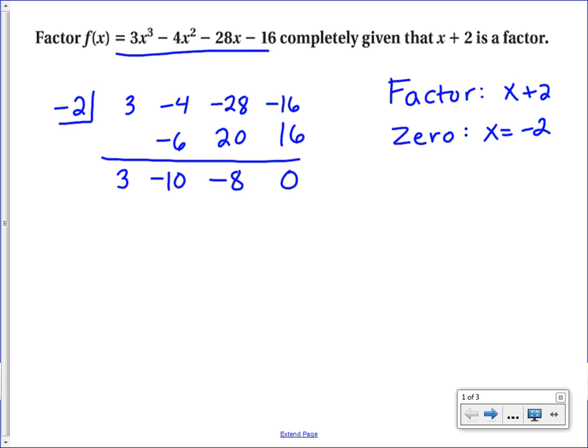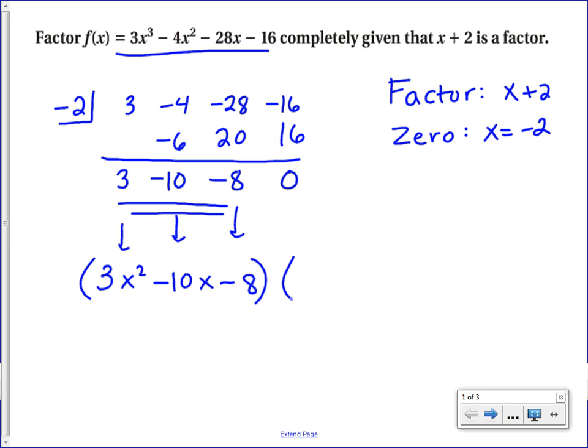So now we need to write our depressed polynomial. The reason we call it a depressed polynomial is because it's always going to be 1 degree lower than the original polynomial that you started with. So if we started with x to the third, our new polynomial will have x squared. So our coefficient is 3, x squared. Our next coefficient is -10, we fill in an x next to it, and then our last is -8. This polynomial, 3x squared minus 10x minus 8, is the other factor.